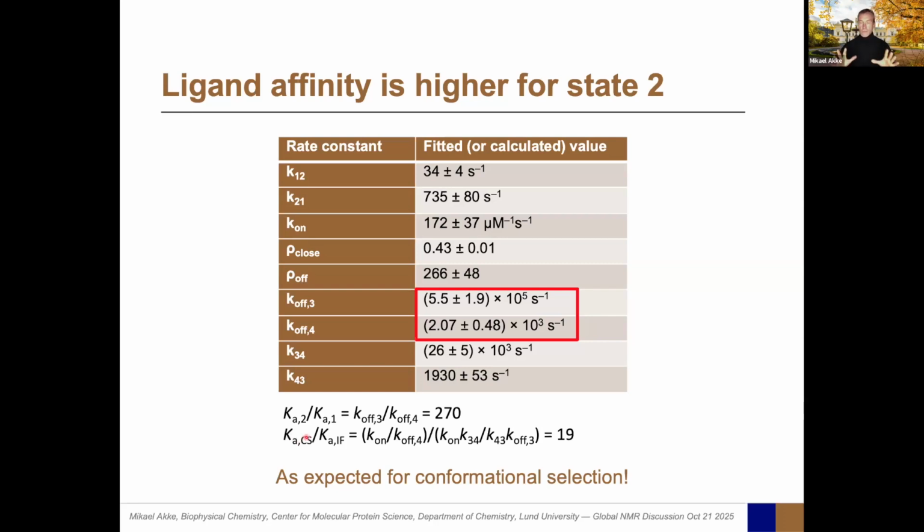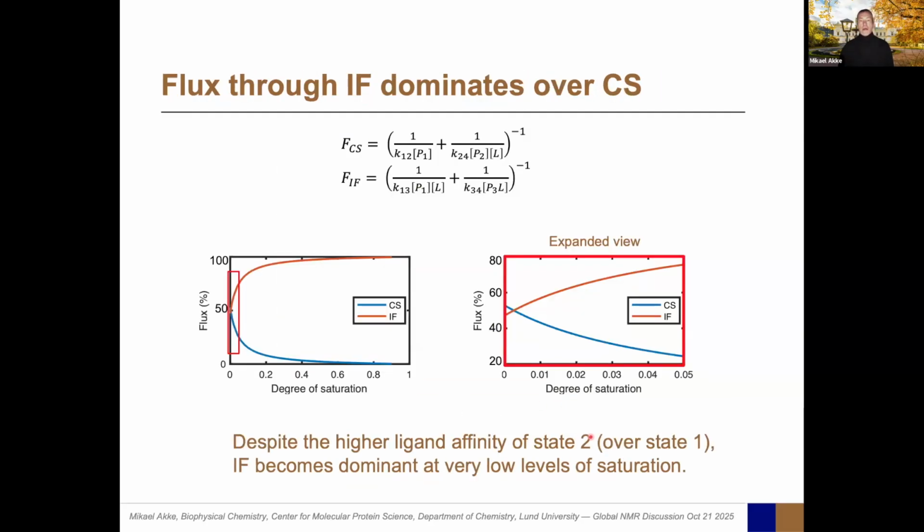But this is just the affinities, right? This doesn't actually tell us which pathway is dominating. And I should say, of course, that both of these values are exactly what we expect for conformational selection. You have higher affinity for state 2 than state 1. But in order to determine something about the pathways, you have to look at the flux. So that's kind of chemical engineering language. It's the mass transfer through each of the two pathways.